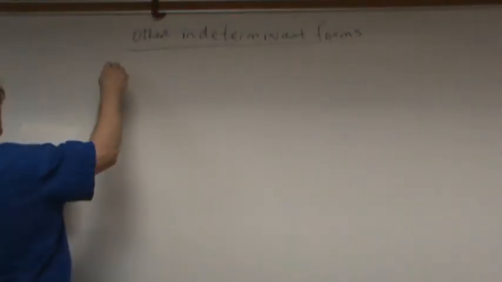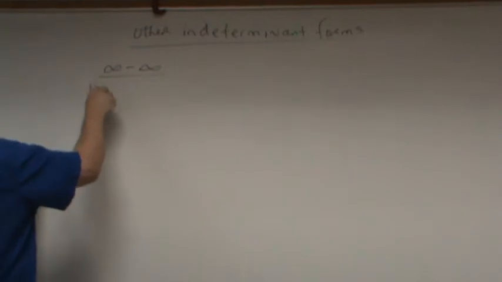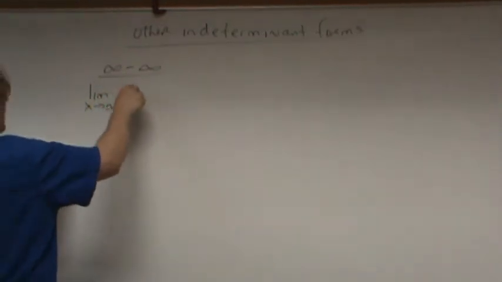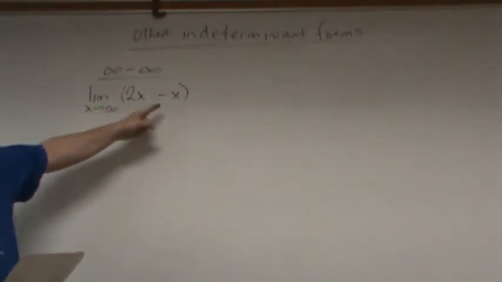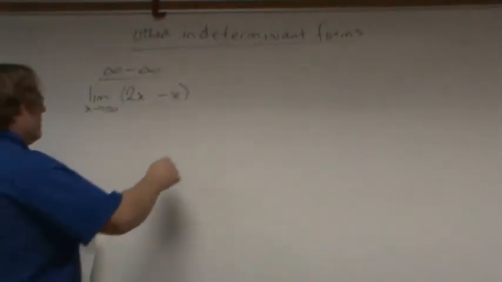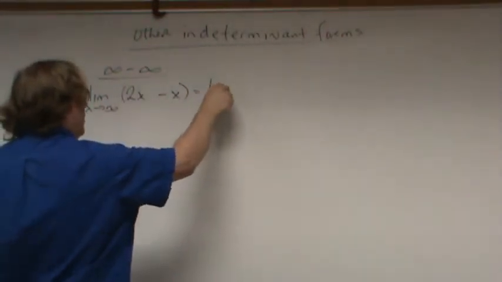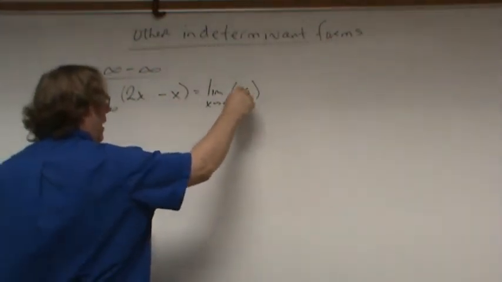Here, how about infinity minus infinity? Tell me, what's infinity minus infinity? 0. You would think 0, but the fact is it depends on how big the infinities are, right? If I have the limit as x approaches infinity of 2x minus x, that's infinity minus infinity. But in this case, what's my answer going to be? It's going to be the limit as x approaches infinity of, what does that simplify to? Yeah, x. So what do I get?